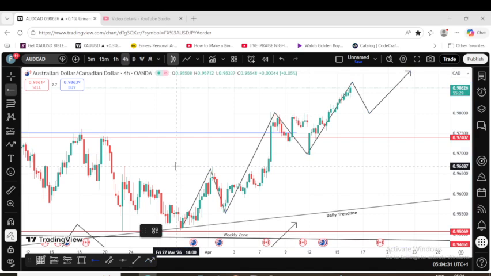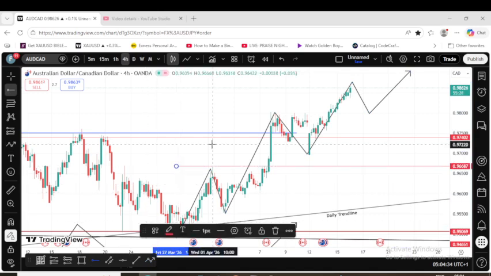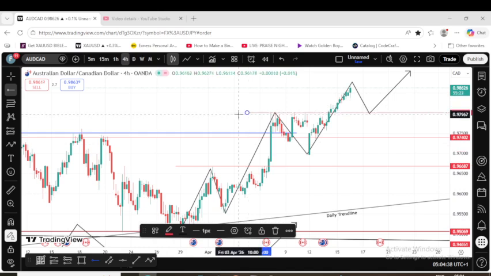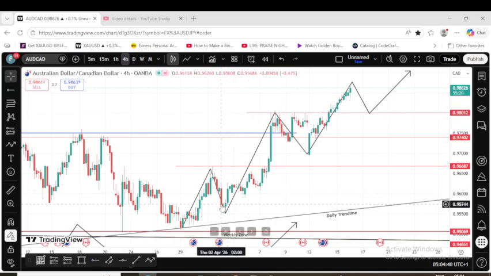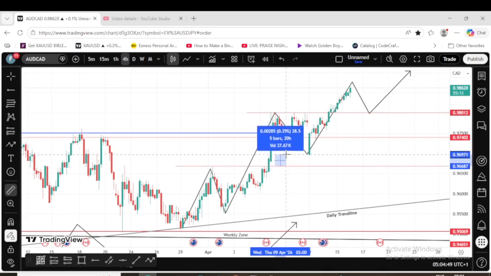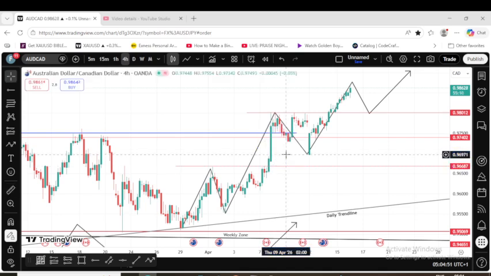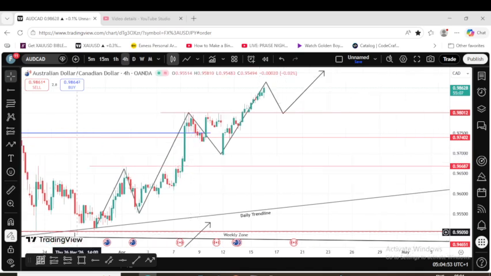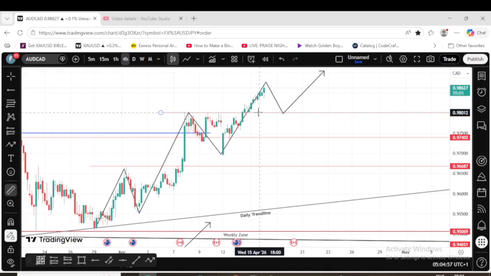This is the highest point that price has gotten to. This is also the highest point that price has gotten to. What do you notice? The distance between here and here is only about 30 pips. So that means that we should be watching out at this point for something like this.